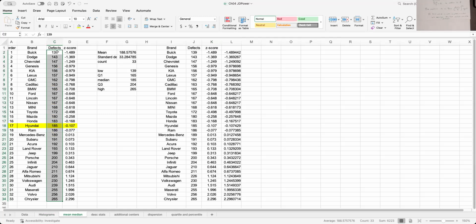Now there are, turns out to be 33 numbers in here. 33 is odd. What position is the median in? 33 plus 1 divided by 2. 34 over 2. 17. Notice the one in yellow is number 17. And that median value is 185. And that means there are 16 with lower numbers and 16 with higher numbers.